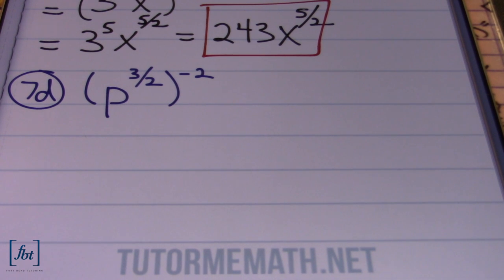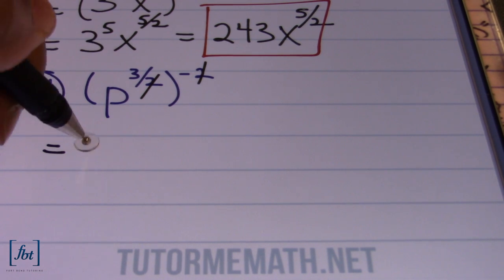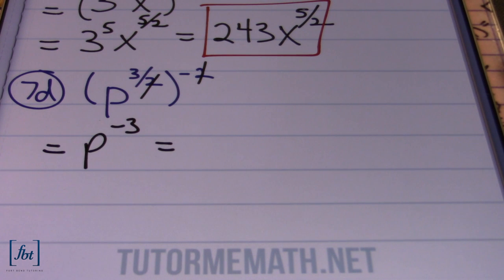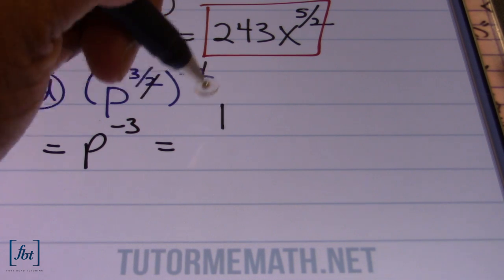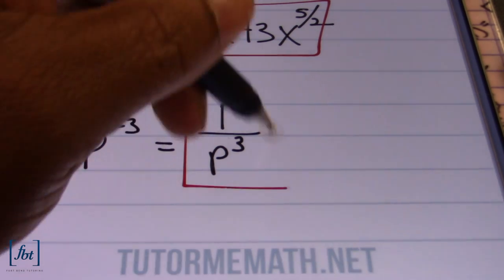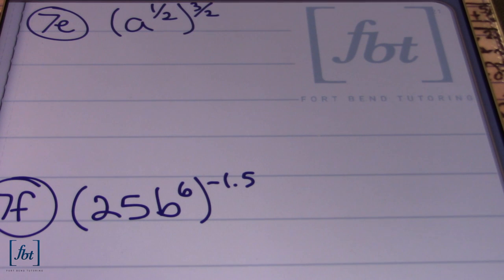Next up, we have 7D. We have p to the 3 halves raised to the negative 2 power. Well, I know that those 2s are going to cancel out. And I end up with p to the negative 3rd power. But you've got a negative exponent, got to get rid of it. So this gives me 1 over p cubed, red boxing it. I like problems like 7D. Nice, simple, and quick.